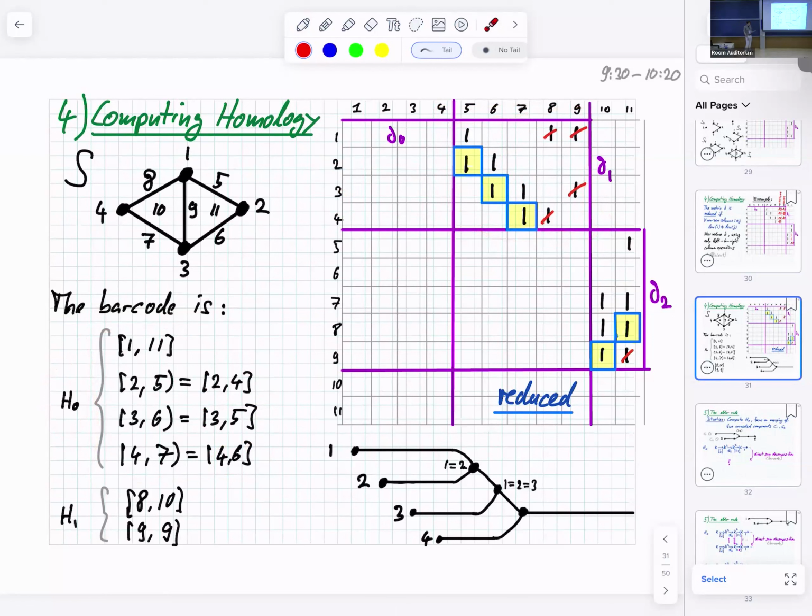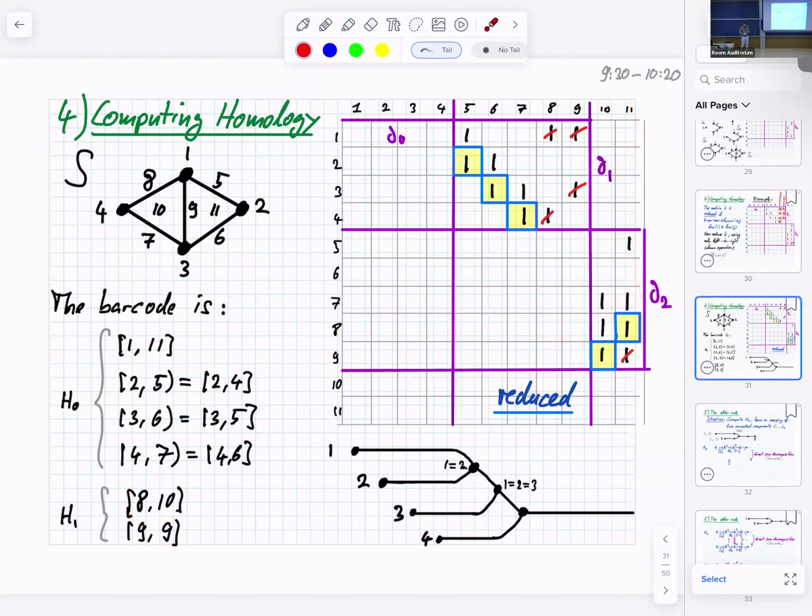And the story for H1 is the same story. I have these two pivot columns, I have these two components defining H1. The component which is born at 9 has to end before 10. So if it ends before 10, it will end at 9. So the component born in 9 dies off immediately. And the other component is born at 8 and dies before 11. So this lives from 8 until 10. That's how they do it.